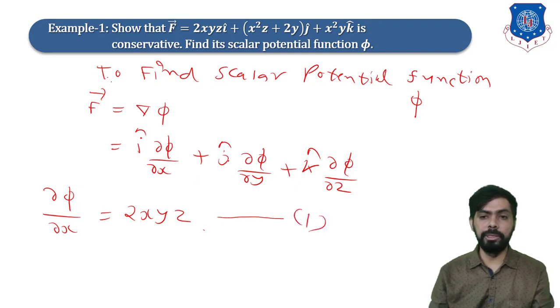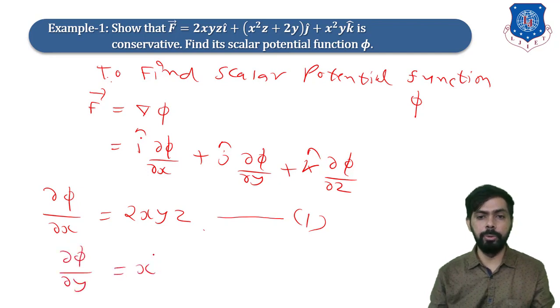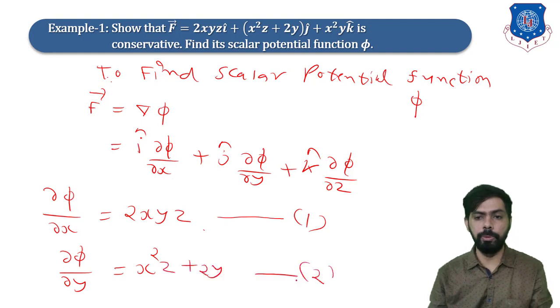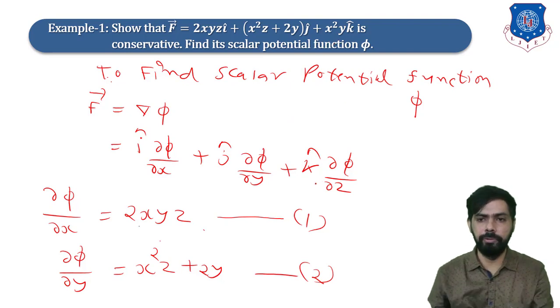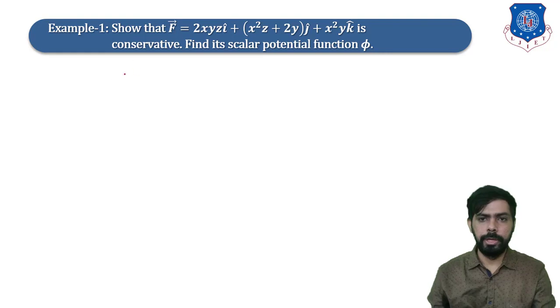Same way, if we compare the jth component, here the jth component is del phi by del y and here the jth component is x square z plus 2y. Therefore del phi by del y is equal to x square z plus 2y. So suppose this is equation number 2. Same way, if we compare the kth component, here the kth component is del phi by del z and here the kth component is x square y. Therefore del phi by del z will be x square y, and suppose this is equation number 3.